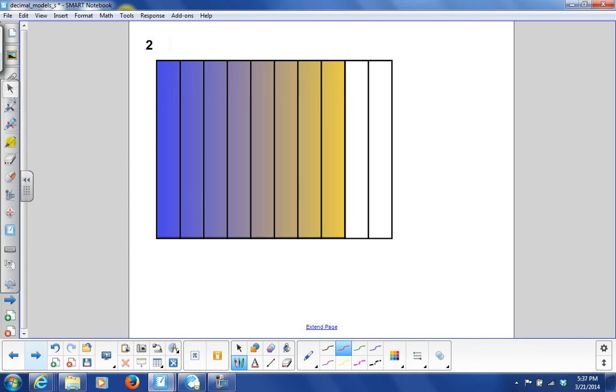Alright, here's another one. Broke it up into 10 equal pieces. So I know my fraction is going to have a tenths. And how many pieces do I have shaded? I have 1, 2, 3, 4, 5, 6, 7, 8 tenths. Okay, so my decimal would then be 0.8. Because in my house, I'm in my tenths.